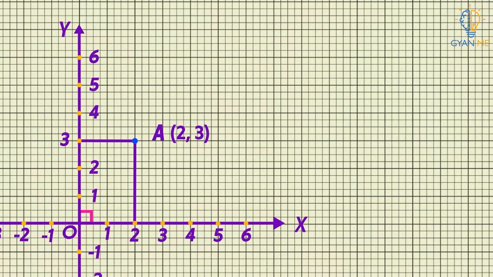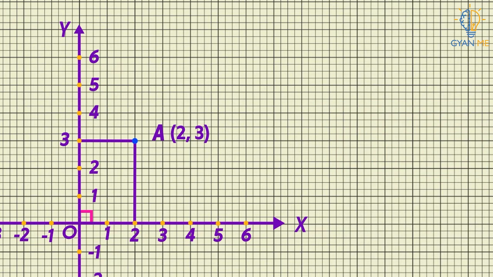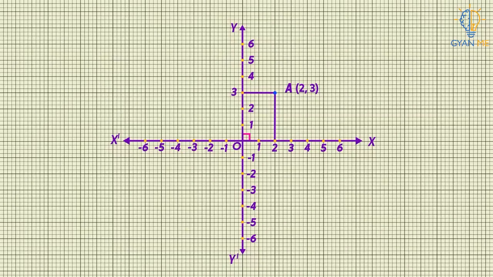Students, please note that by convention, the point on the x-axis is written first and the point on the y-axis is written after the comma inside the bracket. So we can say that these two numbers have a fixed order and hence are called an ordered pair. Students, these two numbers 2 and 3 are called the coordinates of point A. 2 is the x coordinate and 3 is the y coordinate of point A.